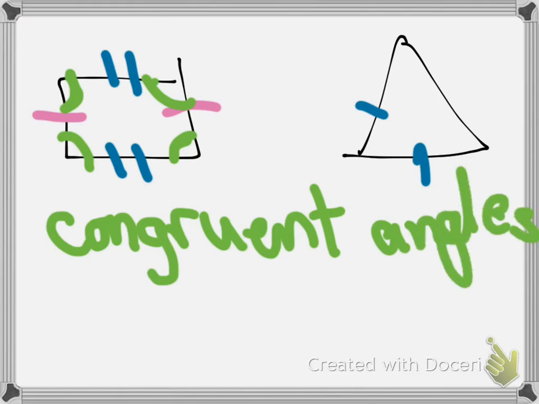Now over here on this triangle, we could say that this one and this one, see how they both have green? Those are congruent angles, meaning that their angles are the same size. But this one, see how it's a different color? And a lot of times it'll be doubled up like that. That means that it is a different angle than the other two.